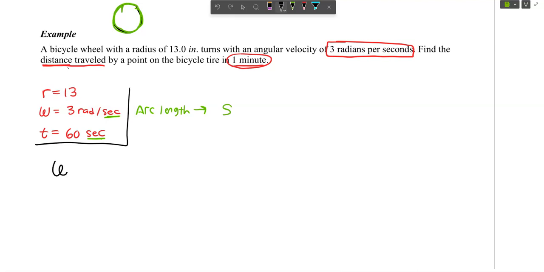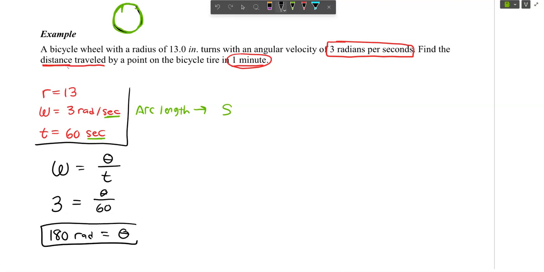So I'm going to use my angular velocity formula, which is omega equals theta over t. We know our rate is 3 radians per second. We do not know our theta value, but we do know 60. And so what we can see is that this wheel is going to turn a total of 180 radians in total. So now what we can do is actually find our arc length.